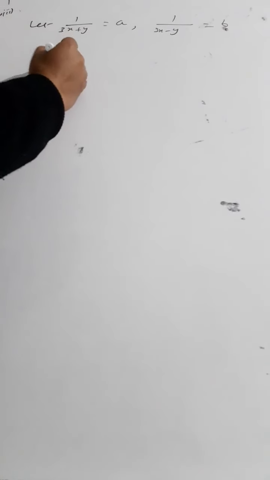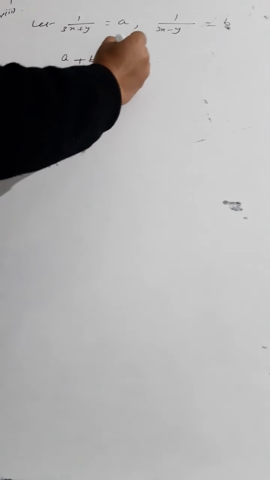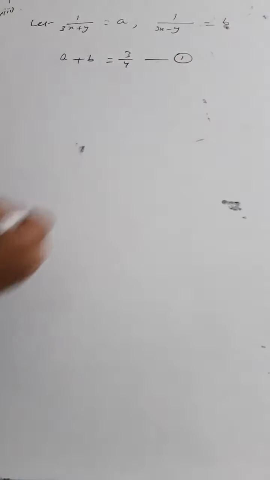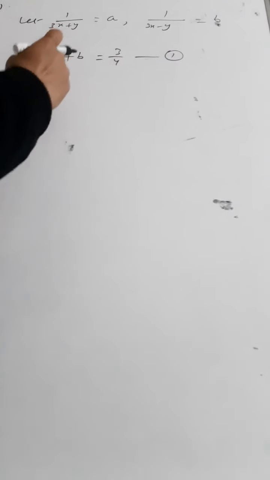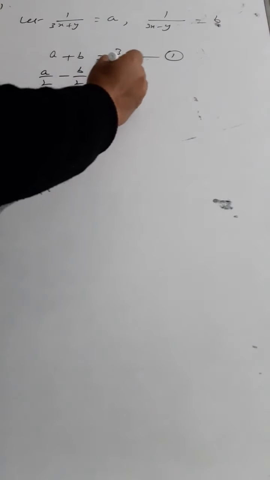So what happens here? Your first equation then becomes a plus b is equal to 3 upon 4, and give it number 1. Nothing to worry. And then second is, here it is a upon 2. Second equation will, because 2 is there, I have taken 1 upon 3x plus y, so only 1 upon 3x plus y I can replace by a, 2 will remain there in the denominator. Similarly, there also it will remain 2 and is equal to what? Minus 1 upon 8. Now I can solve these equations to get the value of your a and b.